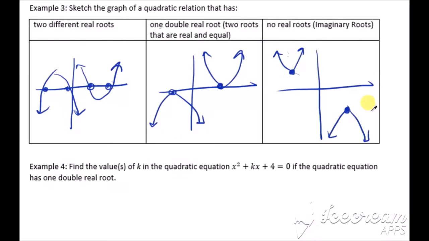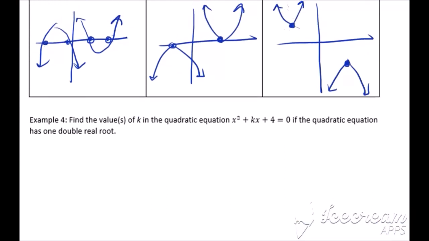Okay, so let's scroll down. Find the values of k in this quadratic equation so that it has one double real root. So we know that one double real root, we get that from the discriminant equaling 0. Okay, so D equals 0. So let's go ahead and write out b squared minus 4ac. Okay, that's the discriminant. We know that the discriminant has to equal 0.